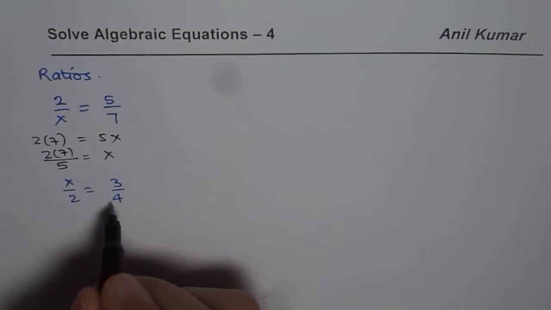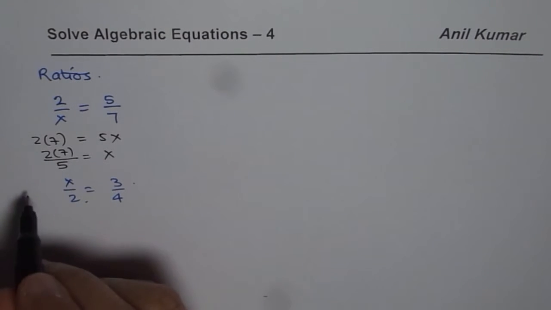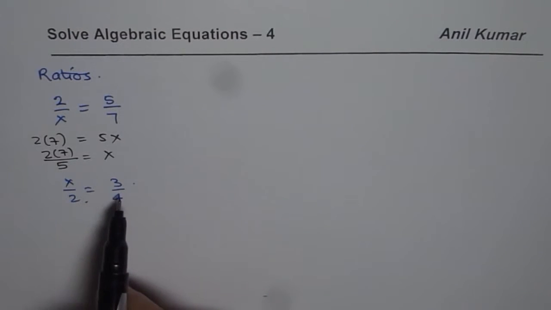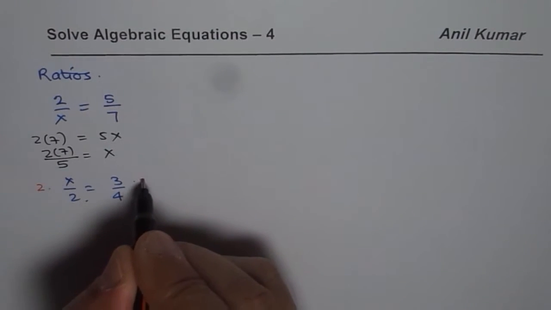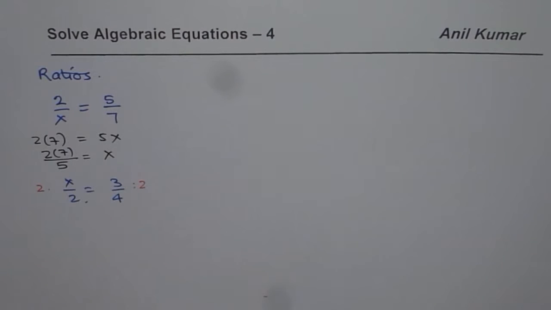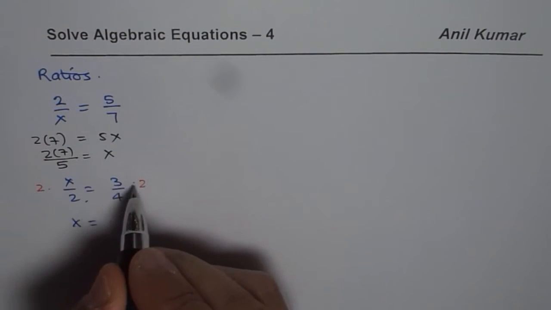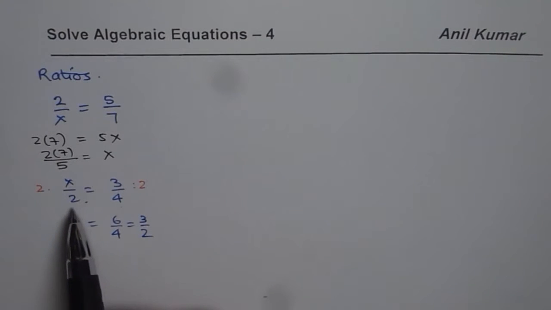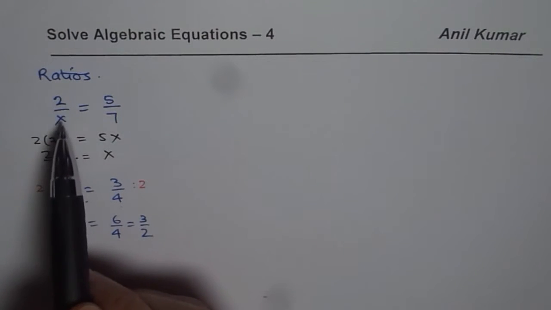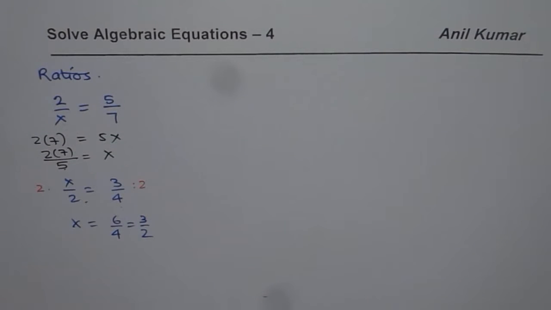Now here also you can do the cross multiplication, but when x is right there on the top, we'll prefer to take 2 to the other side. So multiplying both sides by 2 is a better operation in this case. If I multiply both sides by 2, what happens? The 2 on the left side gets cancelled and we get x equals 3 times 2, 6 over 4, which can be simplified and written as 3 over 2. So in such cases, I prefer to just multiply by 2 on both sides, and wherever the variable is in the denominator, we should do it in 2 steps: cross multiply and then divide, right? That is what is important to understand.